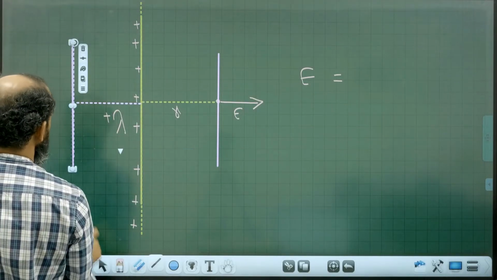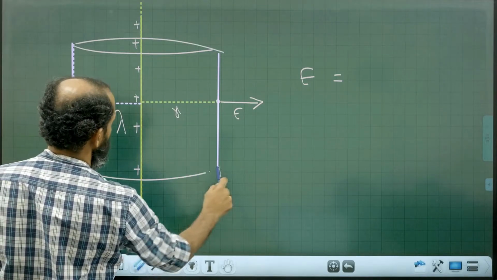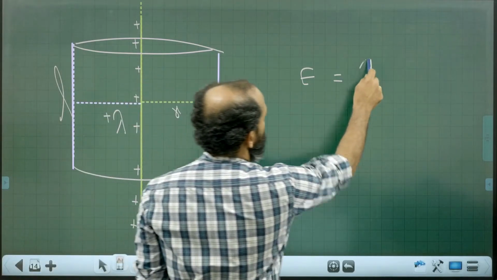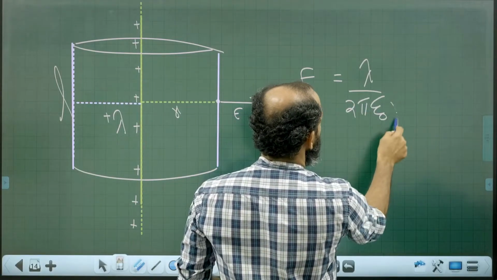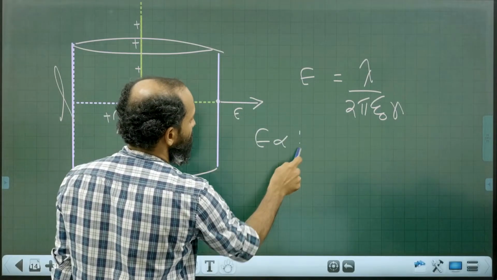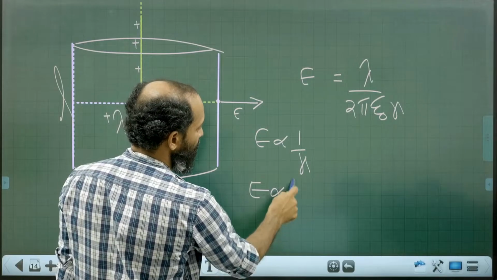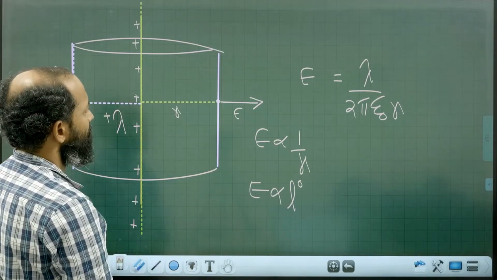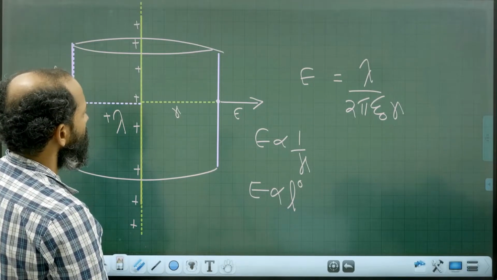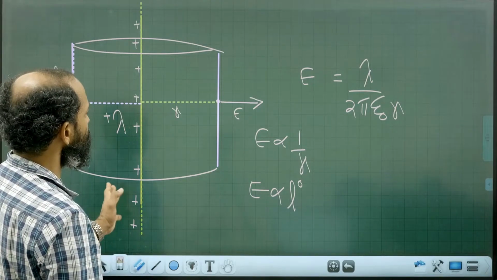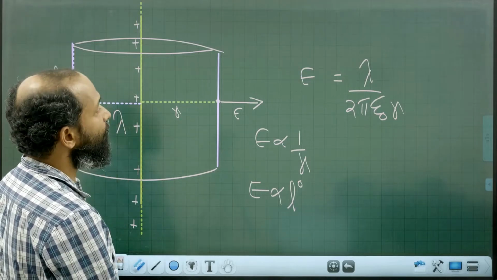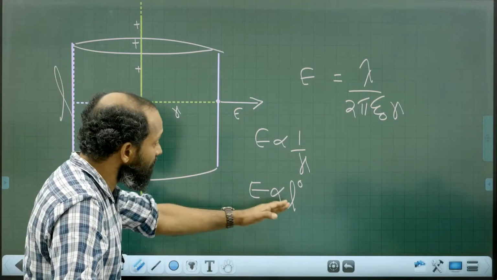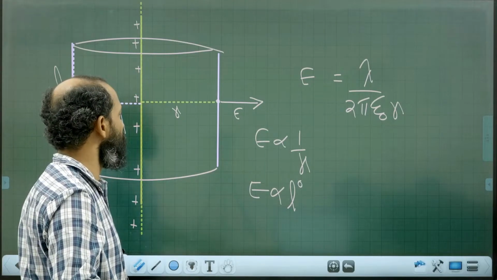It is a symmetric Gaussian cylinder of length L. The total length of the charge is infinity. The field is lambda divided by 2 pi epsilon 0 r. You can see the field is proportional to 1 by r, but proportional to length raised to 0. The field does not depend on the length. Is the field constant or variable? Variable, because it varies inversely with the distance. The field-distance graph is a rectangular hyperbola. But the field does not depend on the length of the Gaussian cylinder.